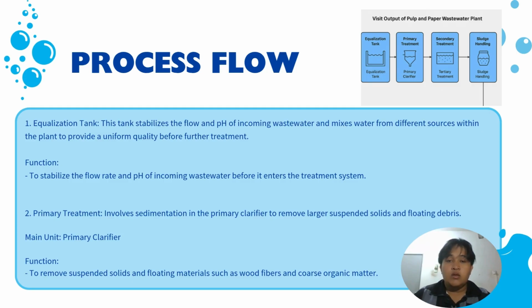Process flow. The first step in the process flow is the equalization tank. This tank stabilizes the flow and pH of incoming wastewater and mixes water from different sources within the plant to provide a uniform quality before further treatment. The function is to stabilize the flow rate and pH of incoming wastewater before it enters the treatment system.